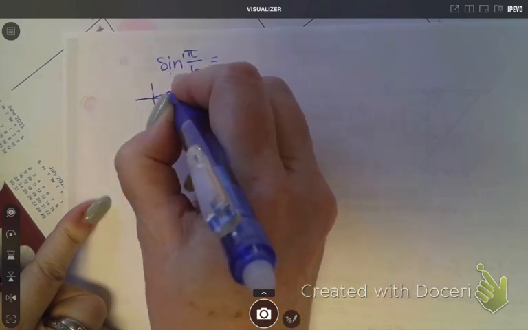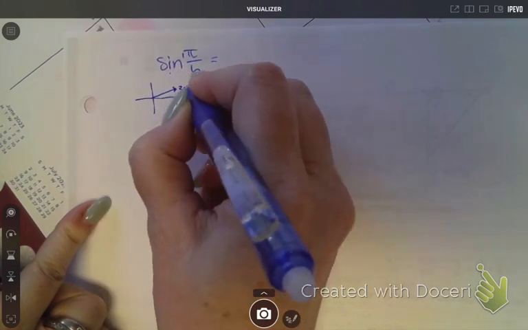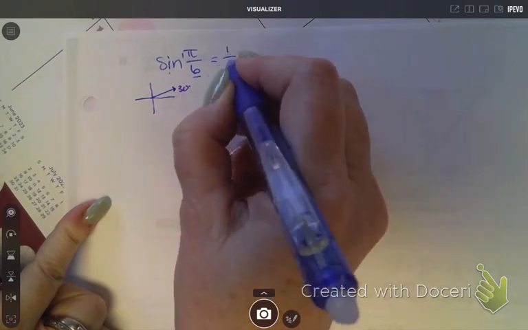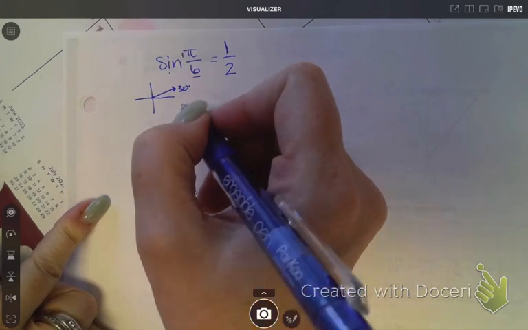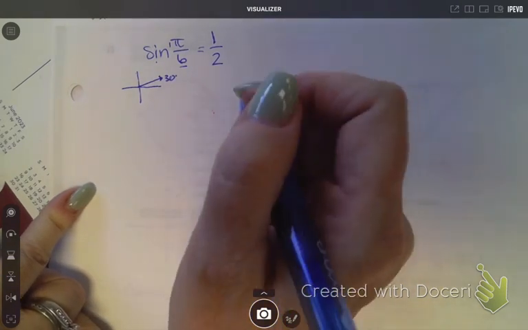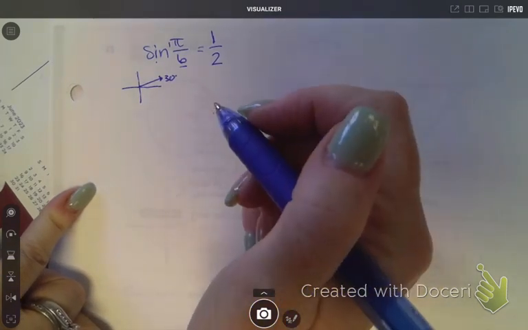So that leaves me right here at 30 degrees. And opposite 30 degrees is 1/2. Do not convert them on paper. If you need to convert them in your head for a while, that's one thing, but do not convert them on paper.